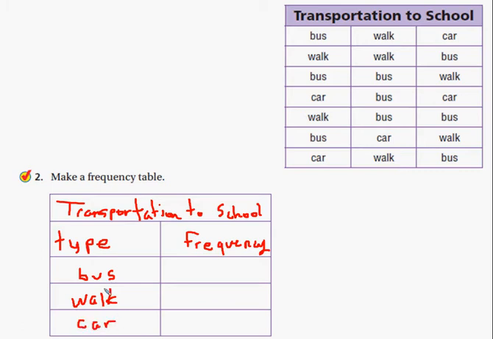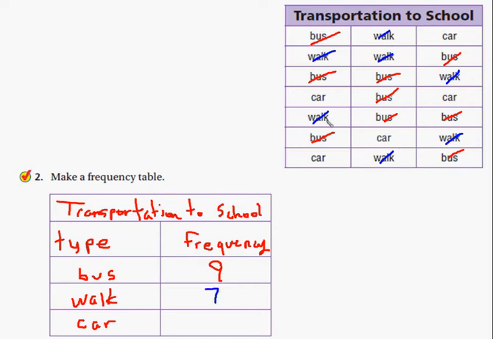So let's count the number of people who take a bus. 1, 2, 3, 4, 5, 6, 7, 8, 9, and I think I got all of them, so 9 times. Now, how many people walk? Well, 1, 2, 3, 4, 5, 6, 7. Did I get them all? 1, 2, 3, 4, 5, 6, 7. I feel like I'm missing one. Nope, 7. 7 people walk.